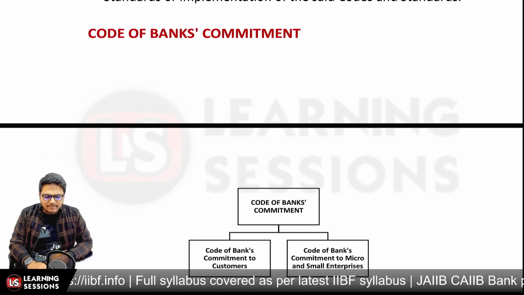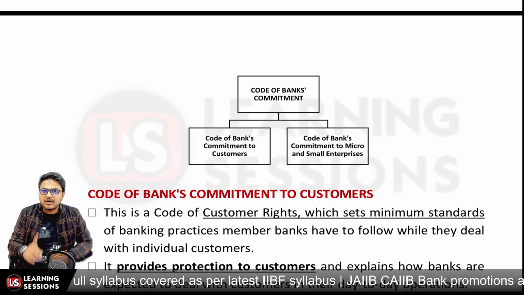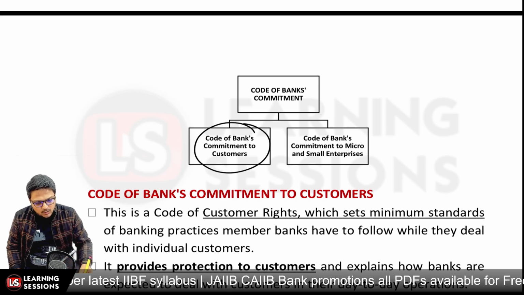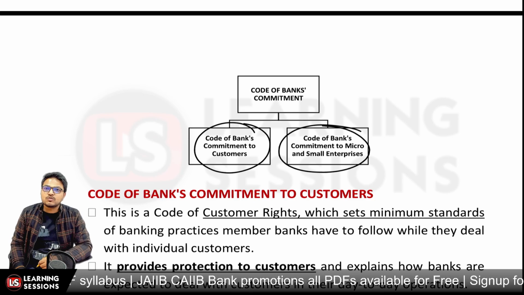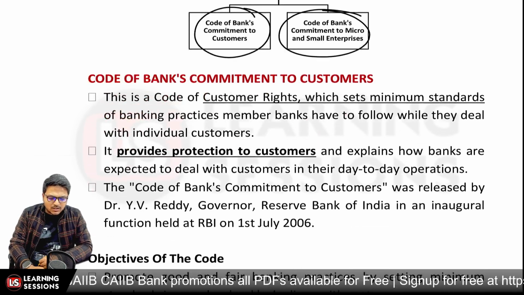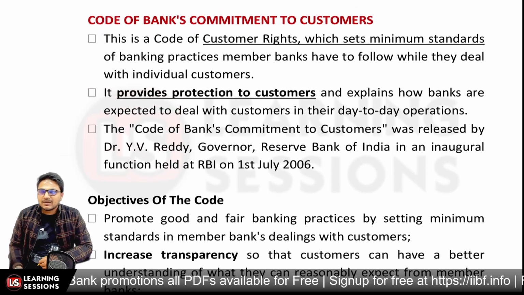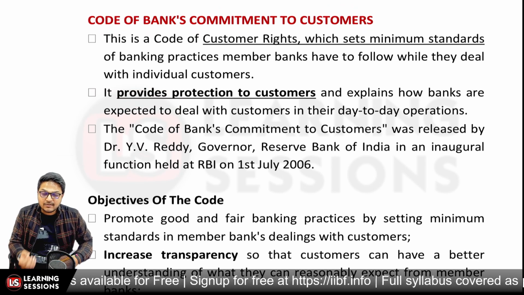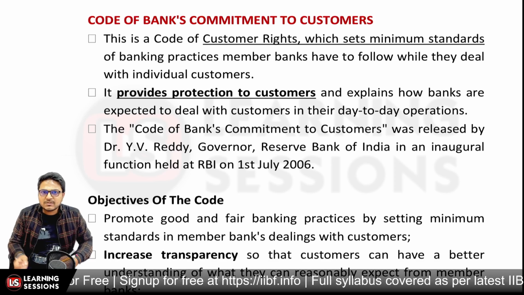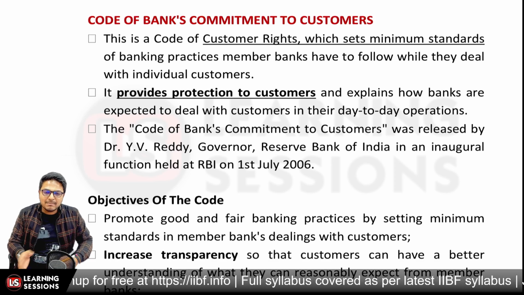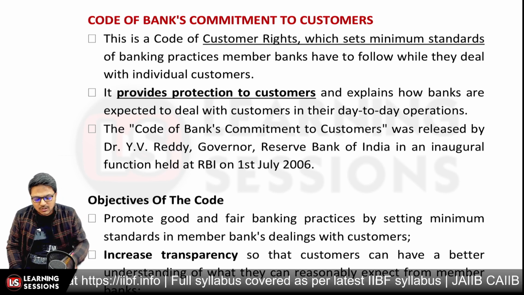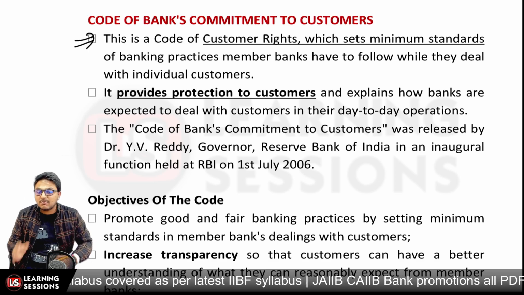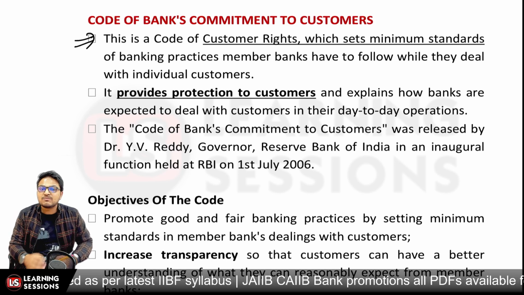Further, it's related to the Code of Bank's Commitment. The Code of Bank's Commitment is divided into two parts. First, the Code of Bank's Commitment to Customers, and the other, the Code of Bank's Commitment to MSEs, that is Micro and Small Enterprises, right? First, we're going to talk about the Code of Bank's Commitment to Customers. It is related to the minimum standards of banking practices that the member banks must follow when dealing with individual customers. When the bank is dealing with an individual customer, how they are to deal, what minimum practices they need to follow, and what the customer rights are related to it.